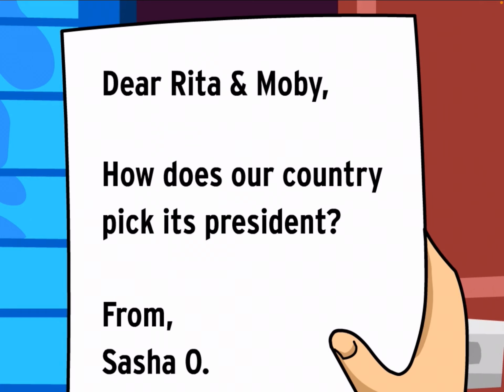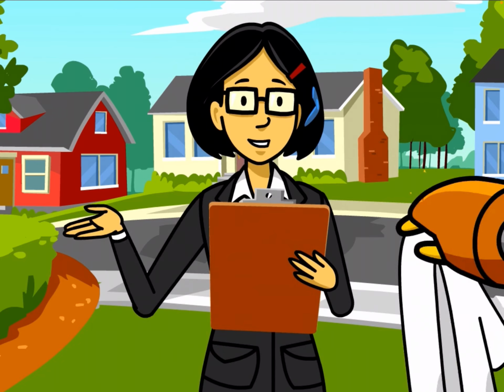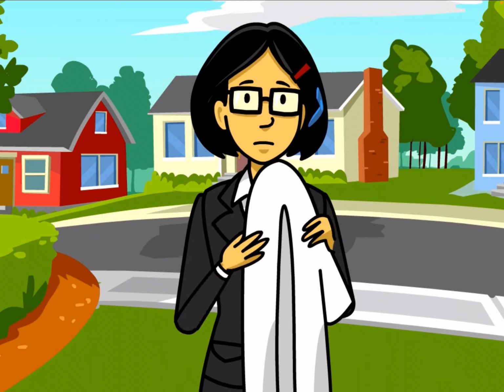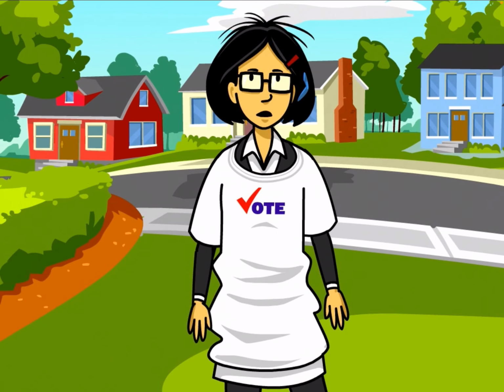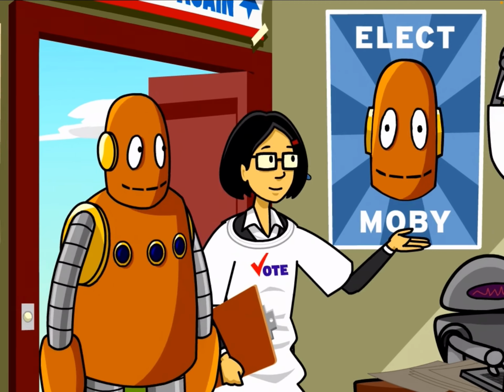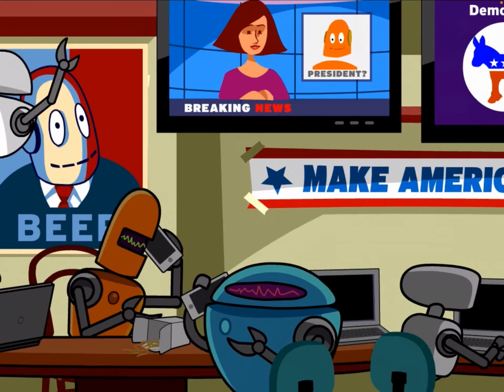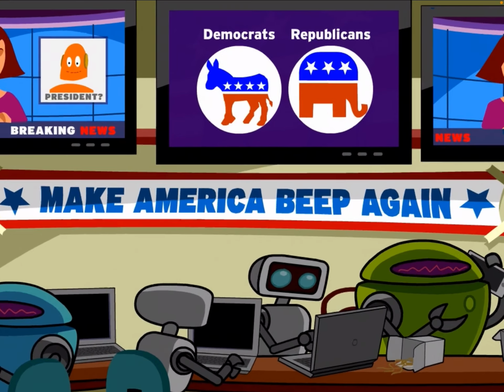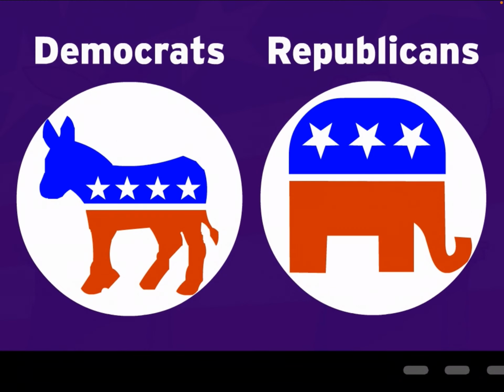Dear Rita and Moby, how does our country pick its president? From Sasha O. Well, Sasha, as I was saying, United States presidential elections happen every 4 years. And to be honest, we're a little late to the game. It's September, so America's 2 major political parties have a huge head start.